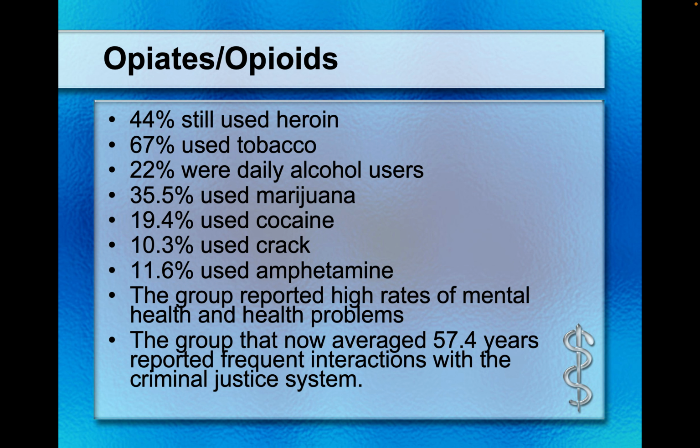44% still used heroin, 67% used tobacco, 22% were daily alcohol users, 35.5% used marijuana, 19.4% used cocaine, 10.3% used crack, 11.6% used amphetamines. The group reported high rates of mental health and health problems. The group that now averaged 57.4 years reported frequent interactions within the criminal justice system. They're 57.4 years old and they've got all kinds of interesting problems.